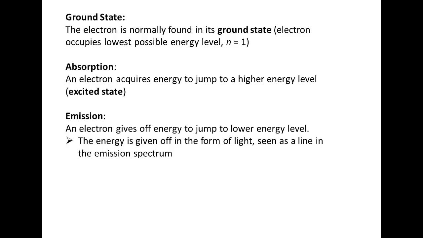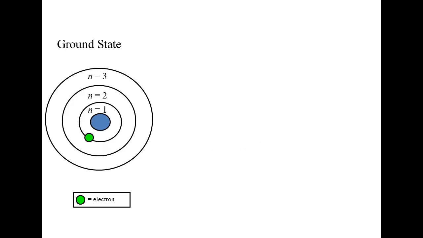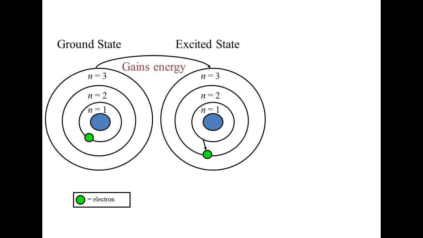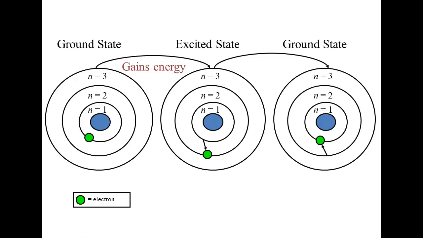Let's take a look at what this looks like. So here is our hydrogen atom. It has one electron in the n equals 1 level. When it gains energy in the form of electricity, that electron then goes up to a higher energy level because it has absorbed that energy. It stays in this excited state for a short time but is unstable, so it needs to jump back down to its ground state, and when it does, it gives off energy in the form of light.